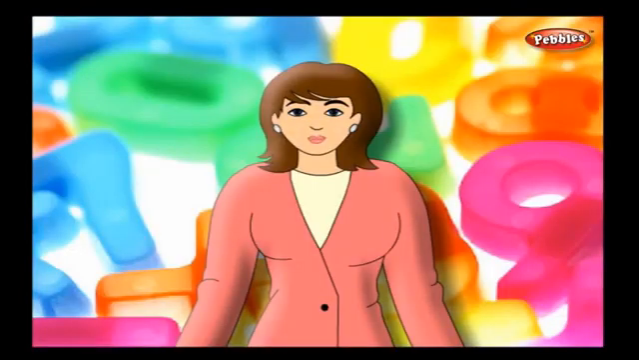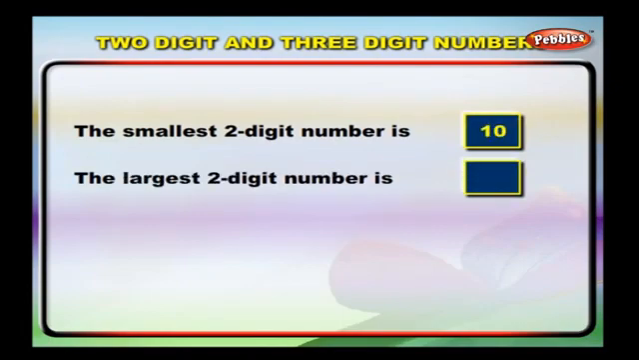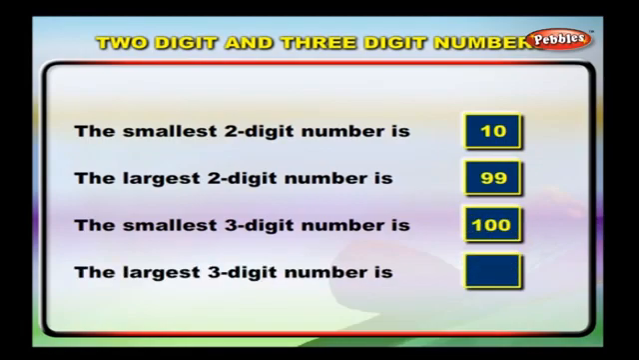In our previous classes, we have learnt about 2-digit and 3-digit numbers. We know that the smallest 2-digit number is 10. The largest 2-digit number is 99. The smallest 3-digit number is 100. The largest 3-digit number is 999.